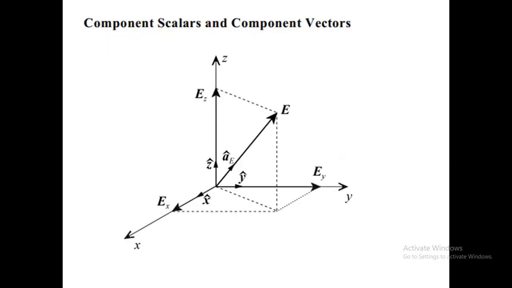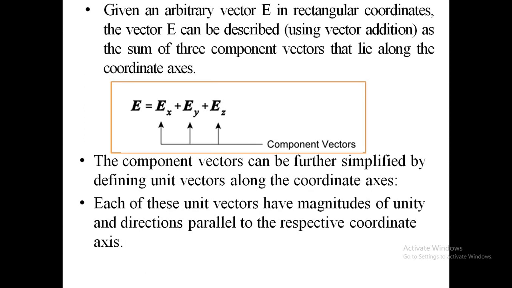Given an arbitrary vector E in rectangular coordinates, the vector E can be described using vector addition as the sum of three component vectors that lie along the coordinate axis. So E can be represented as Ex plus Ey plus Ez. These component vectors can be further simplified by defining unit vectors along the coordinate axis. Each of these unit vectors have magnitudes of unity and directions parallel to the respective coordinate axis.